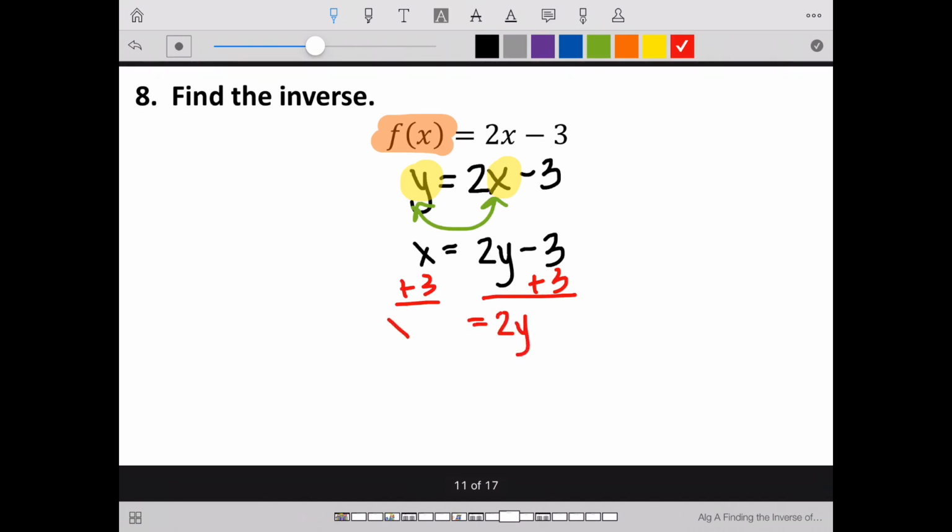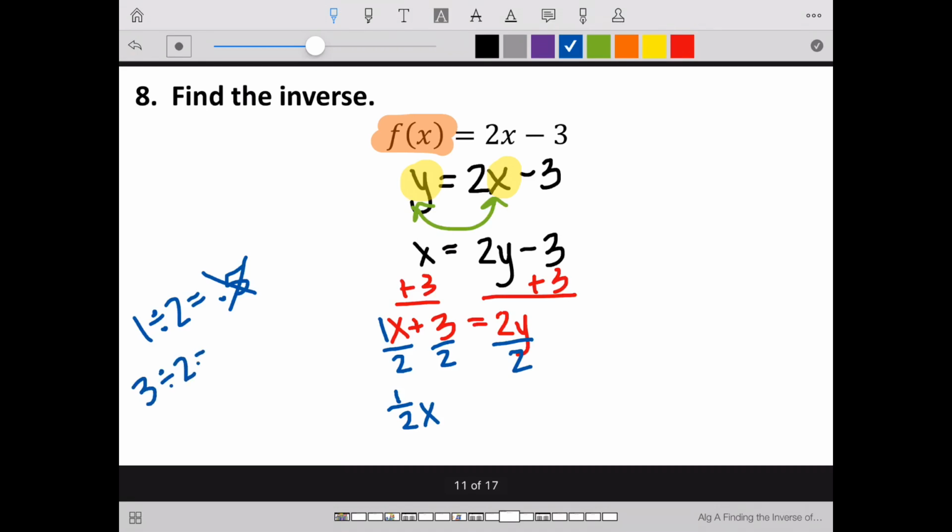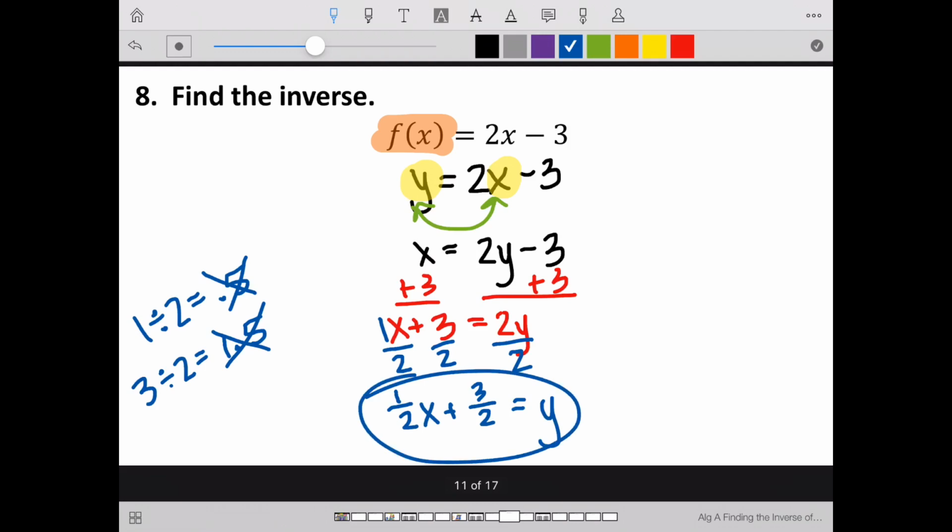2y equals x plus 3. And now I need to divide by 2. Remember, this is like a 1. 1 divided by 2 makes 0.5. We don't like decimals, so we just put 1/2 x. 3 divided by 2 makes 1.5. We don't like decimals, so we just put 3/2. And there is my inverse.